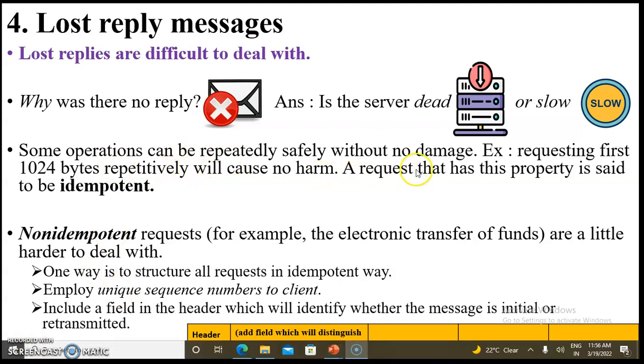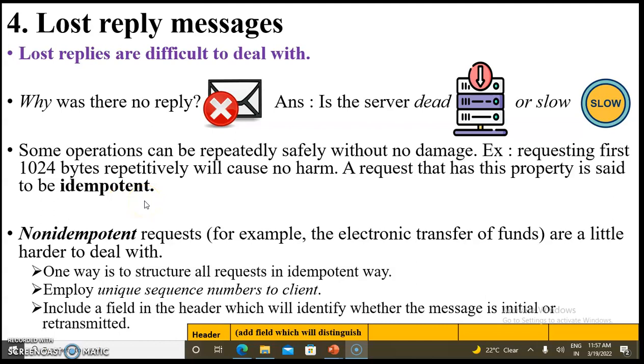Sometimes what happens is, let us say, consider a scenario wherein I want to fetch the first 1024 bytes repetitively. If I perform this operation 9 times, 10 times, 12 times, I always get the first 1024 bytes, and there is no harm or damage. This type of request is called idempotent. So what type of property? If the same operation is performed repetitively, it is not going to cause any damage or harm. These types of operations are called idempotent.